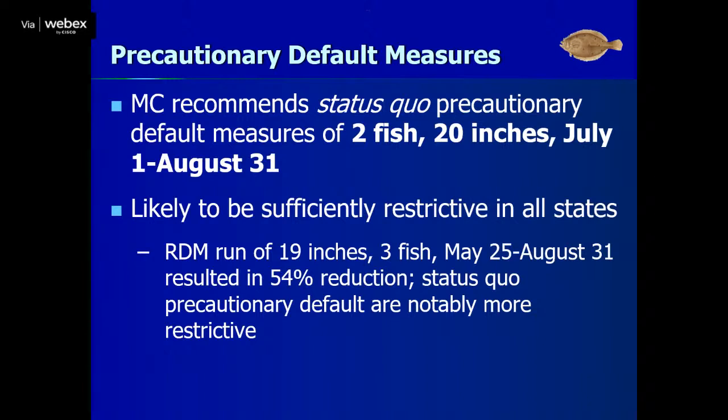And we did also note that the first RDM run we did for coastwide measures was 19 inches, three fish, May 25th to August 31st, and that resulted in a 54% reduction. We don't need to achieve any particular reduction with these precautionary default measures, but it did just kind of put that in context a little bit, that the precautionary default measures are currently a lot more restrictive than that and definitely would result in a substantial reduction. So the monitoring committee was comfortable leaving those as is.